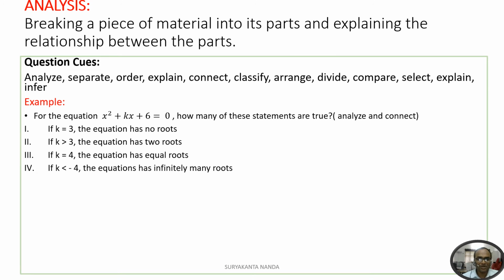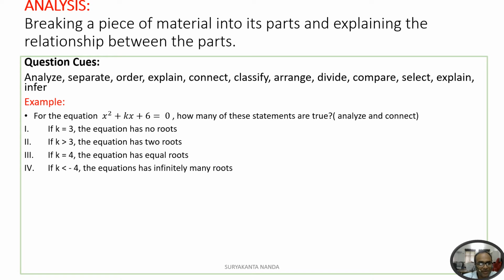The first example is an MCQ question. For the equation x square plus kx plus 6 equals 0, how many of these statements are true? The student will analyze and then connect with the concept. The options are given. Number 1, if k equals 3, the equation has no roots. If k is greater than 3, the equation has 2 roots. If k equals 4, the equation has equal roots.